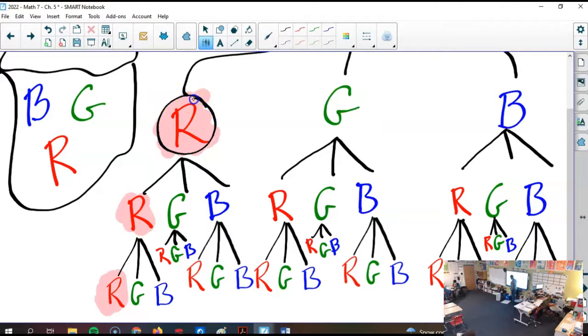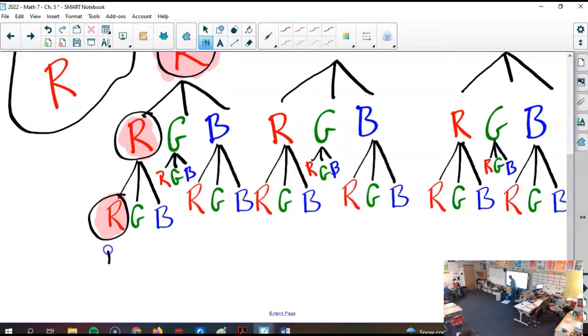Red the first time, red the second time, my smart board's being goofy, and red the third time. I'm going to improvise and use orange instead of red. How many paths have red, red, red, like red on every level? How many paths can we do that with? One! So there's only one path here.